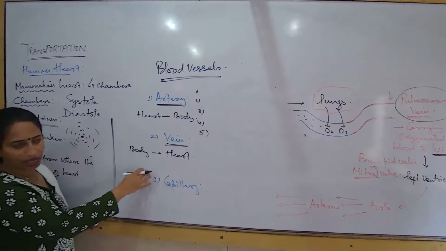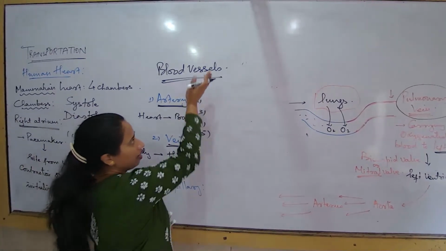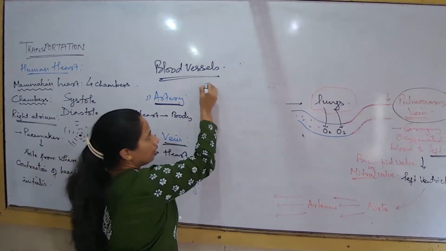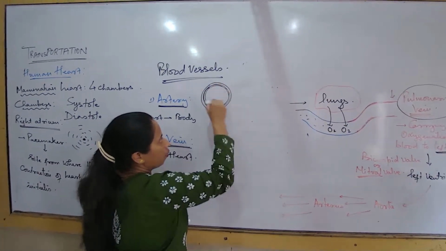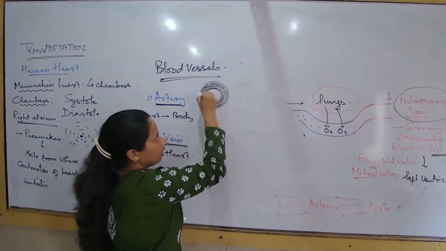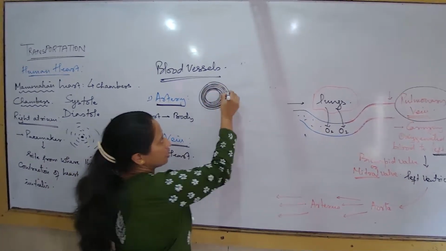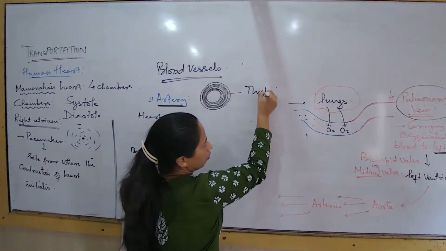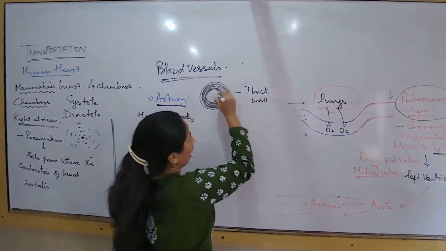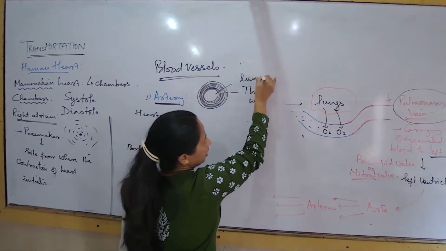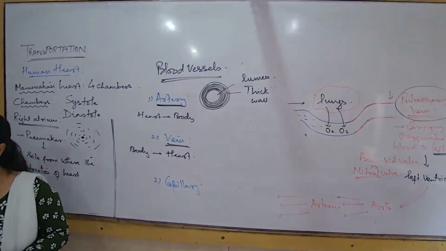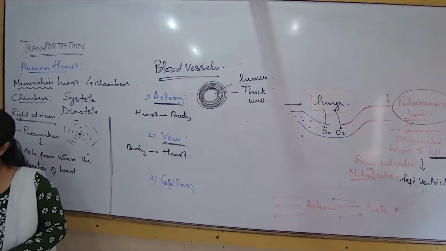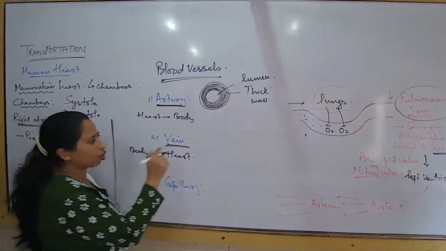Artery and vein. I talk about an artery. If I have to draw an artery, how should I draw? If this is the artery, it has walls and the inner lumen. It has got a thick wall, and the inner space is narrow. The artery has got thick wall, inner space narrow.